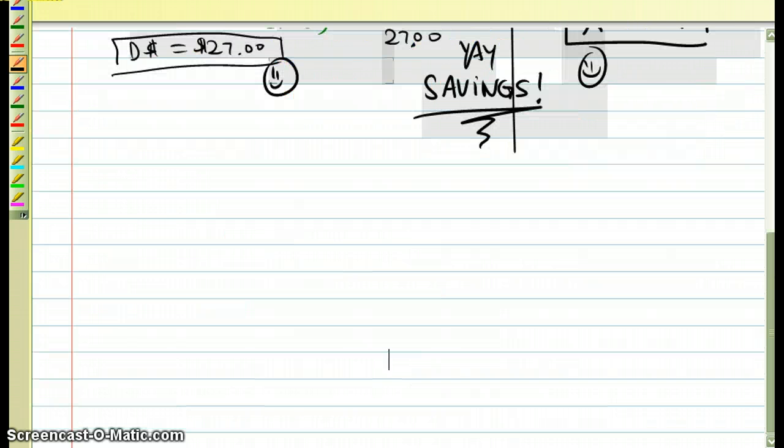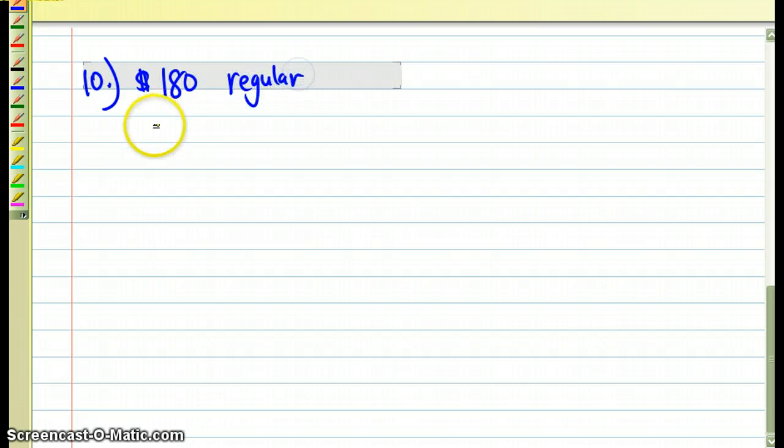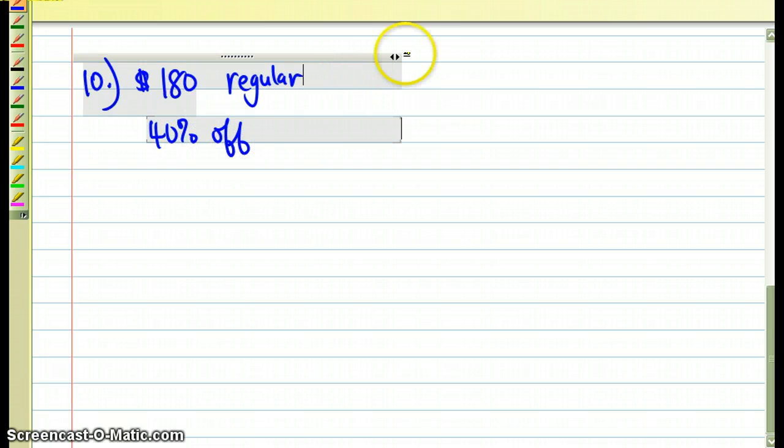All right. And you're going to do that same thing for 5 and 6. Let's go down to the next problem. 10. Here, our regular price item is $180, regular price. We do get a nice 40% off, and we're looking for the sale price.